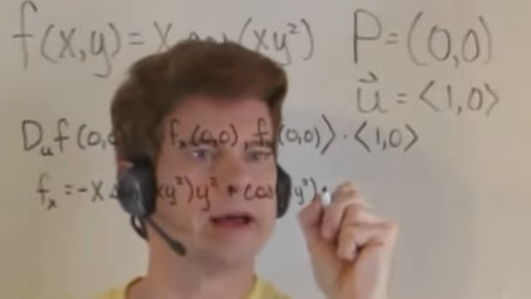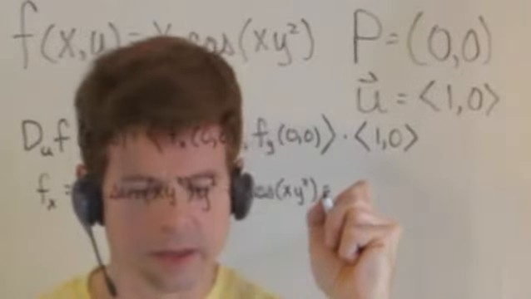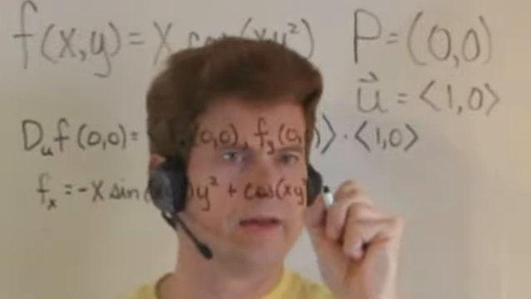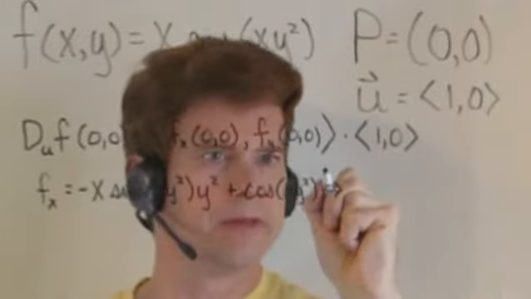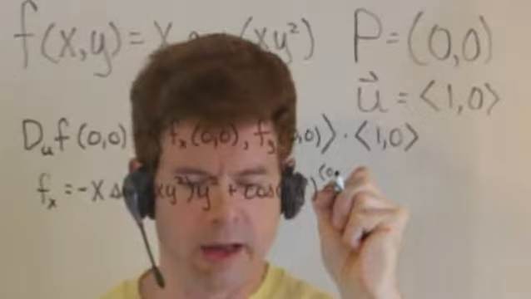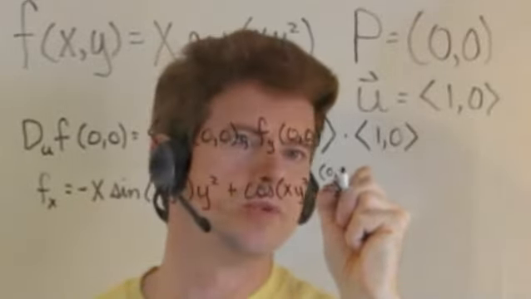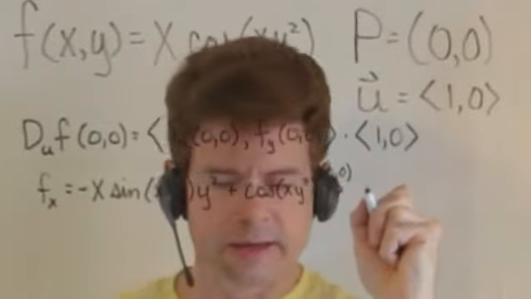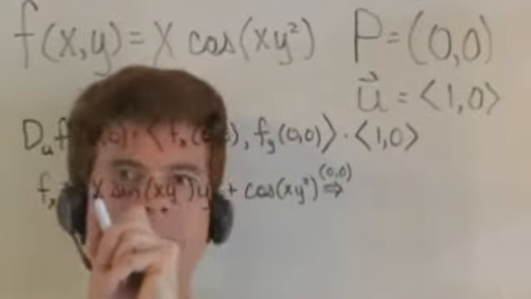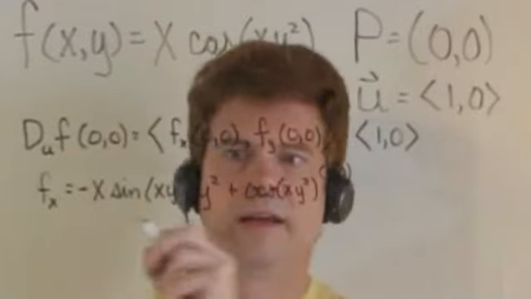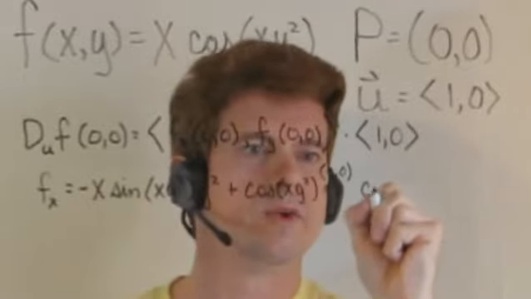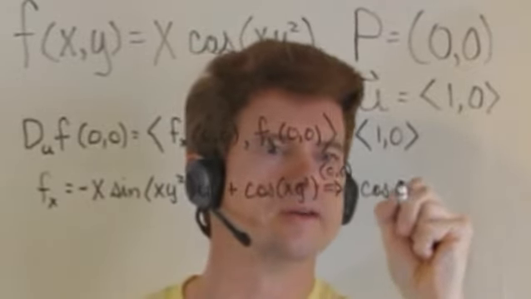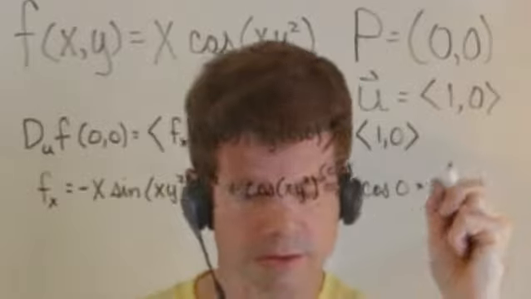Okay, let's simplify this and let's go ahead and evaluate it. Since we're not asked specifically for that, we'll go ahead and evaluate at the point (0, 0). We plug in zeros here, and that just gives us 0. So we only need to worry here about the cosine of 0, and that's equal to 1.